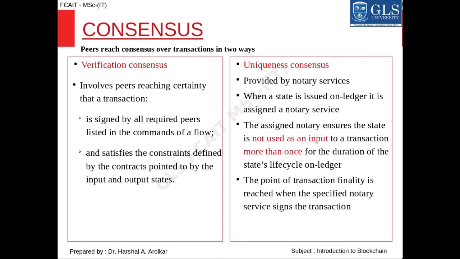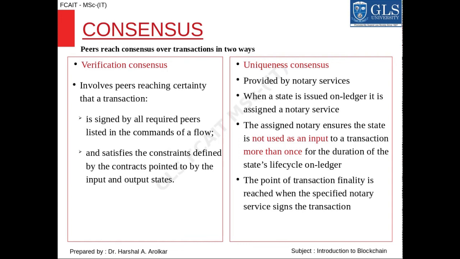The verification consensus basically involves the two nodes that are doing the transaction. Both the peers are required to sign the listed commands of a flow, whichever has been mentioned. So in the previous slide, if you observe, there were two commands. One is settle and another was pay. So both of these have to be signed. If things are okay, that signature will be considered as fine.